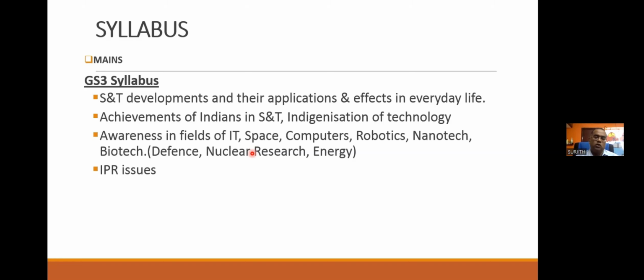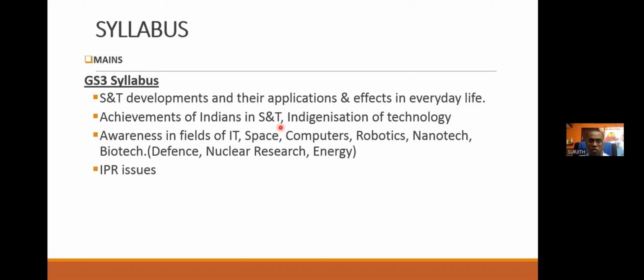So these are the things I would like to highlight from the first and third points of the syllabus. Now you can take the second point. What does the second point say? Achievements of Indians in science and technology. What do you mean by achievements of Indians in science and technology? It can be any individual or any organization that represents India. So when we say Gaganyaan is a significant development, that is an achievement of India, an achievement of ISRO.